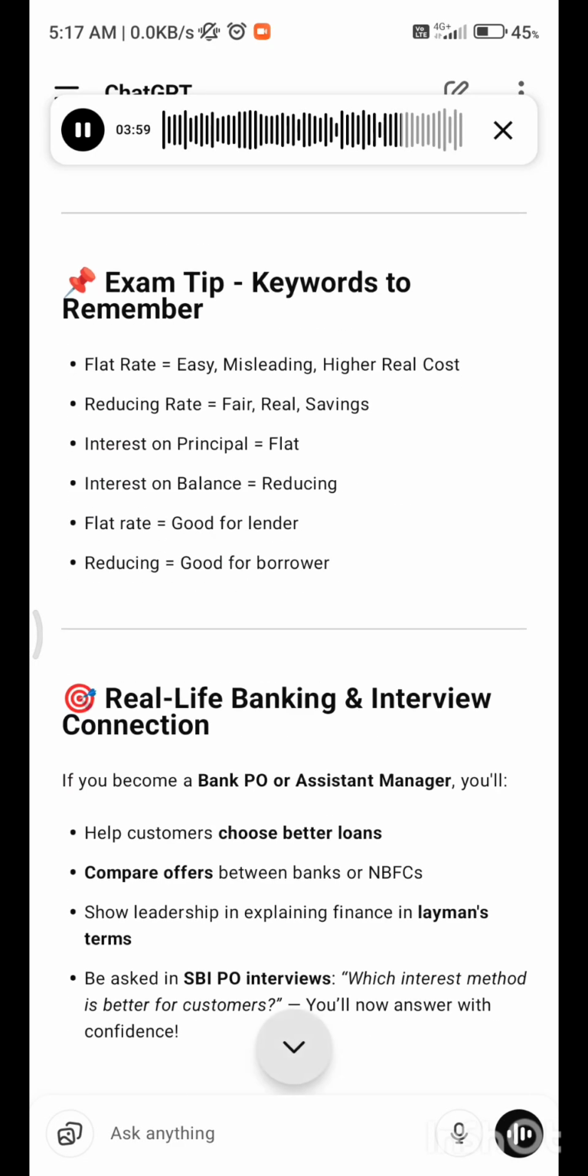Flat rate equals easy, misleading, higher real cost. Reducing rate equals fair, real, savings. Interest on principal equals flat. Interest on balance equals reducing. Flat rate equals good for lender, reducing good for borrower.